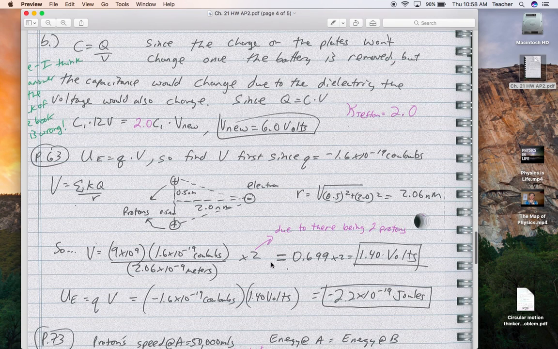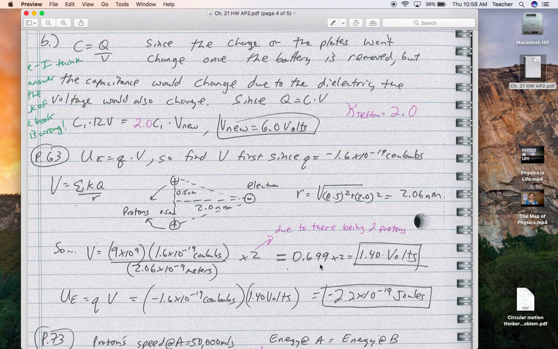63, this is to get the potential energy at that point. It's Q times V, but I need to get the V first. So that's a summation of the kQ over r's. The k is here, the Q is here, the r is here, which I got using the Pythagorean theorem, with 2 nanometers on this side and 0.5 nanometers on that side.